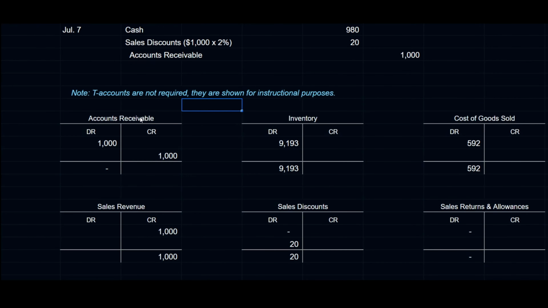Again, let's update some of the accounts. Accounts receivable now goes down to 0. Sales discounts is now sitting at $20 after this transaction.